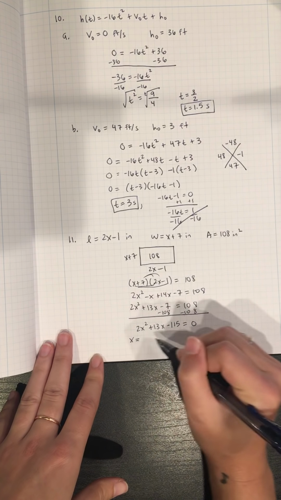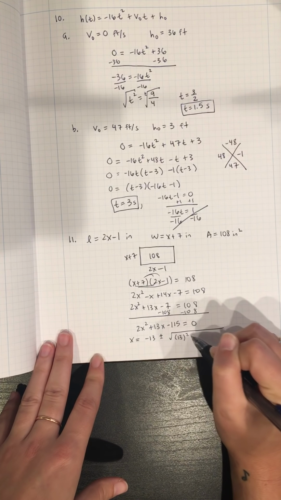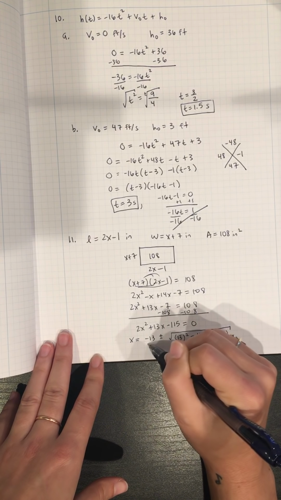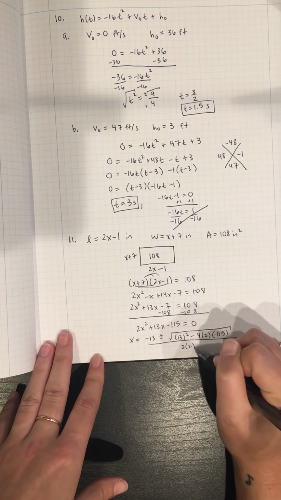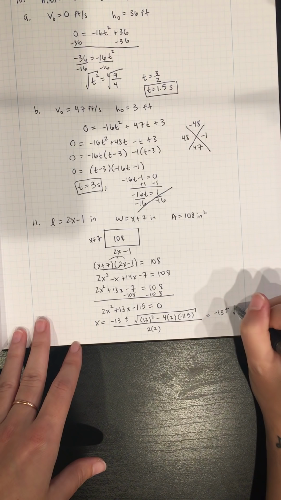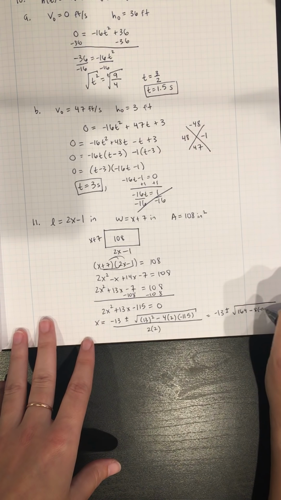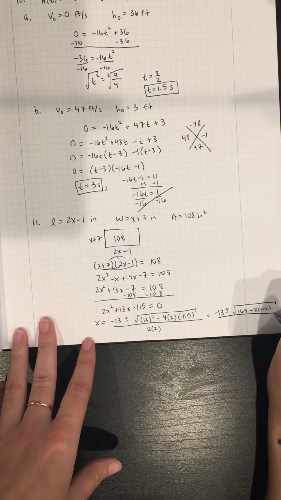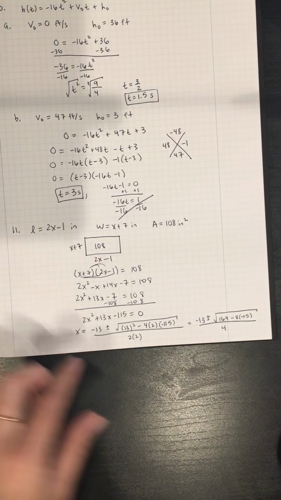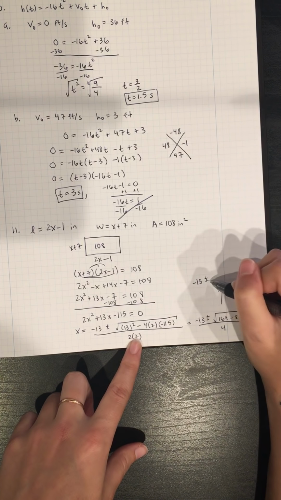I'll just do that just to show. So negative b plus or minus the square root of b squared minus 4ac all over 2a. So that's negative 13 plus or minus the square root. This is 169 minus 8 times negative 115 all over 4. Okay, I have run out of space. I'm just going to go up this way. So it's negative 13 plus or minus the square root.